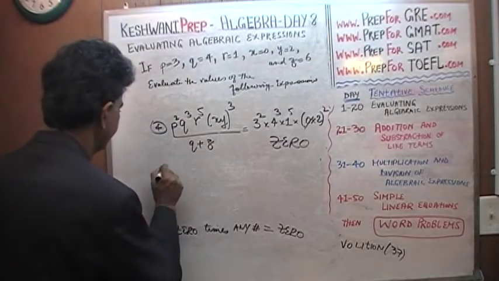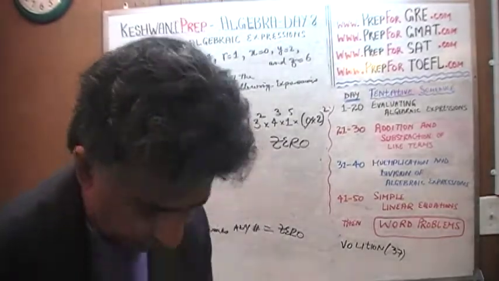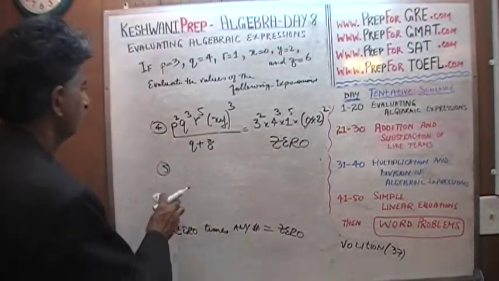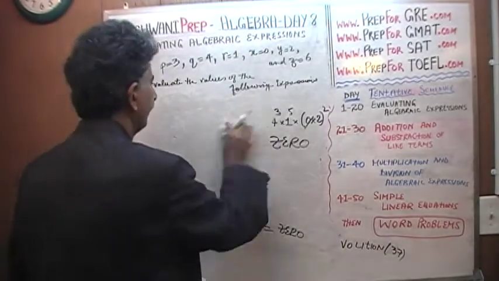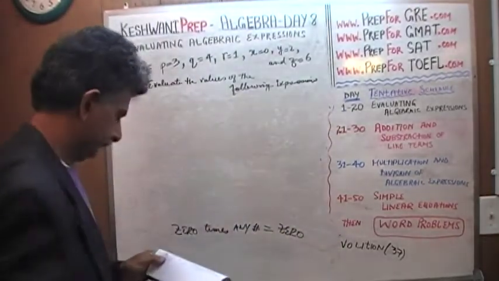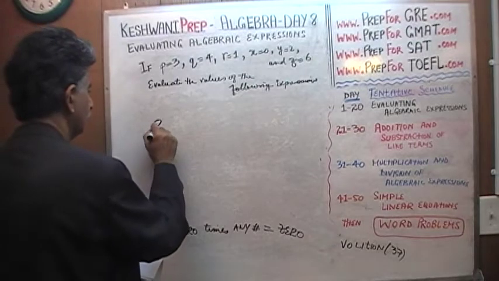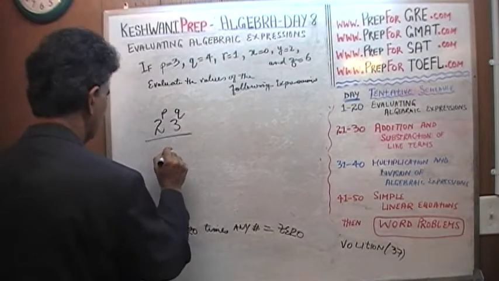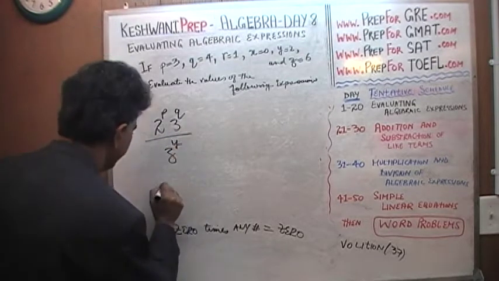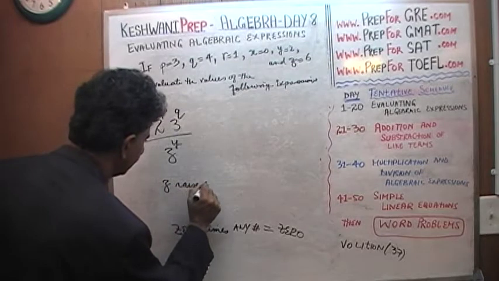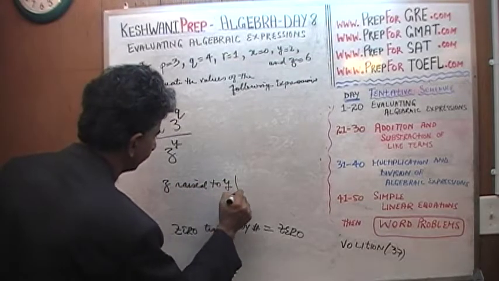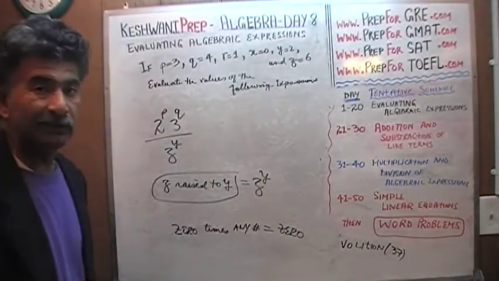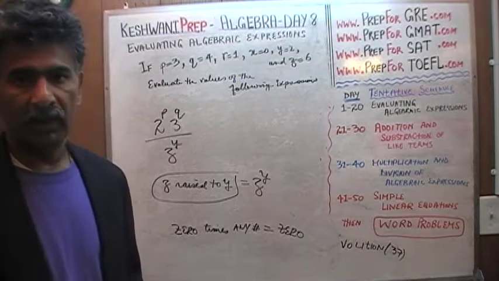Number 5, the last one. Perhaps I should do number 5 separately. Let's erase this thing. Number 5. 2 raised to P, 3 raised to Q, Z raised to Y. That's how you read it. Z raised to Y. Or Z to the Y power. That's how you read it.